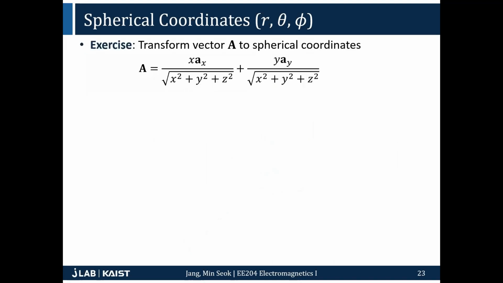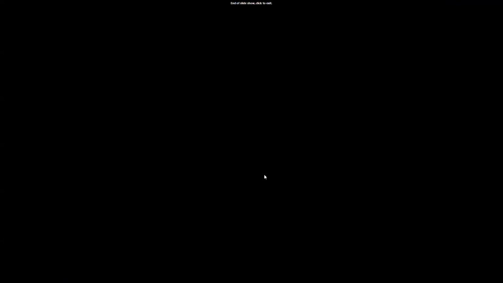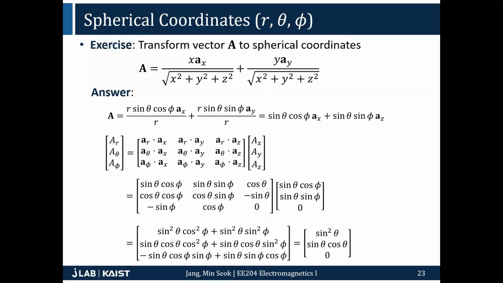So I'll leave this exercise for your homework. You don't need to submit this exercise, but you can just do it by yourself. It's not that difficult. The process is exactly the same. First, you want to transform the variables from x, y, z to r, theta, phi. And then you want to transform the basis using this matrix. Same procedure. So this is it. This is it for the mathematics review.